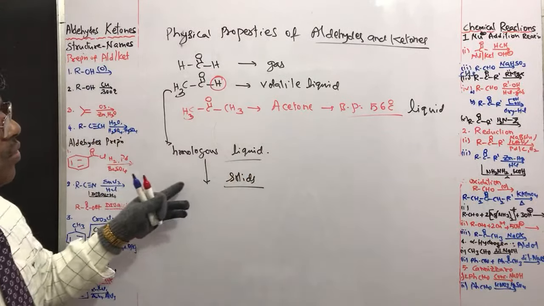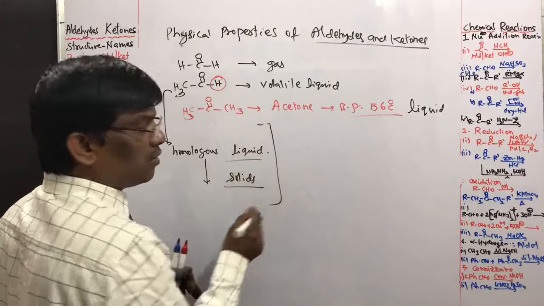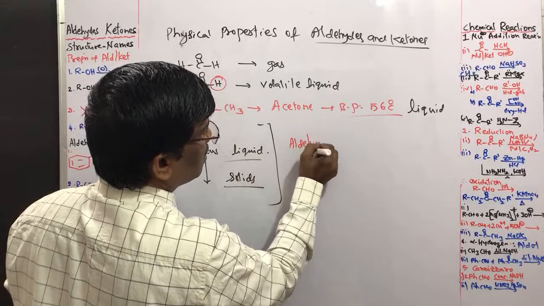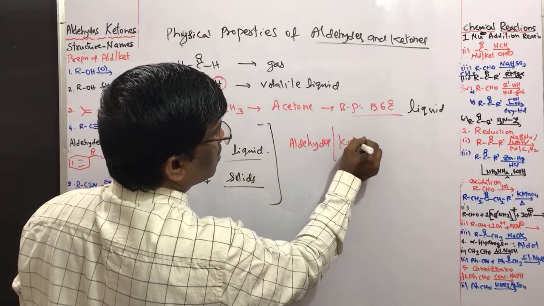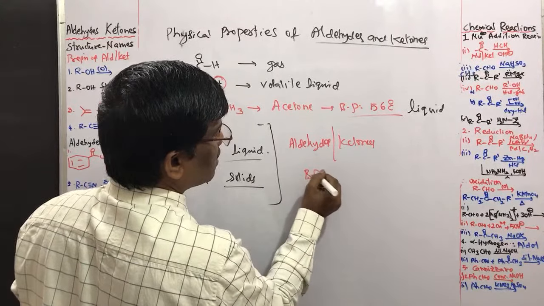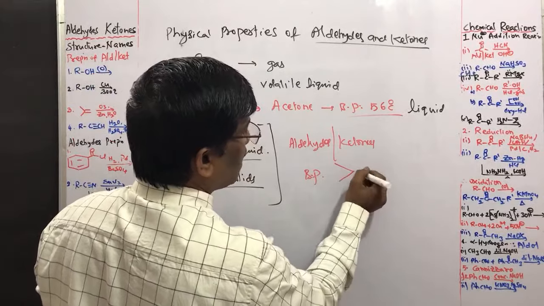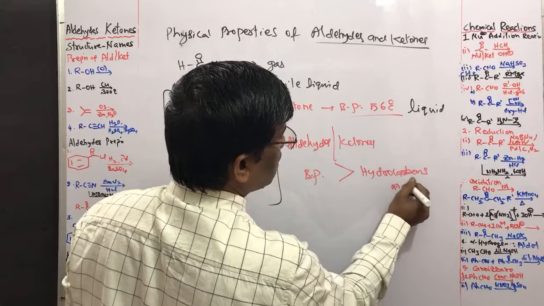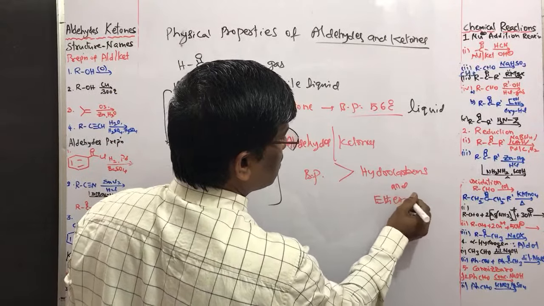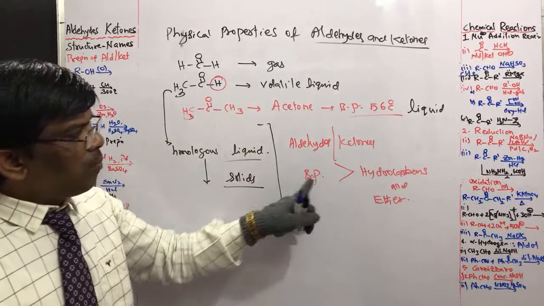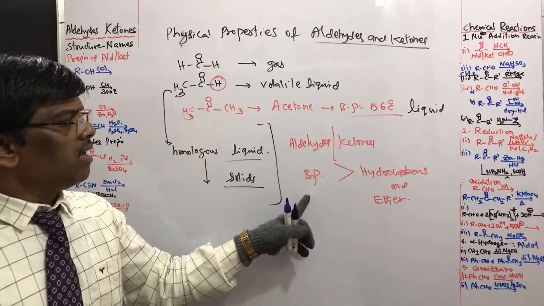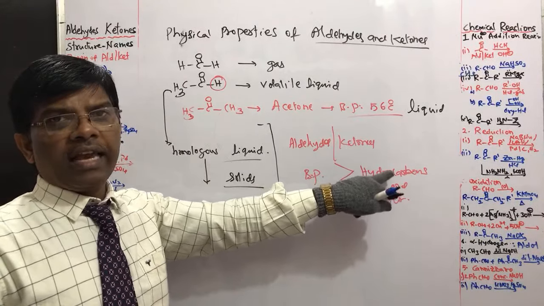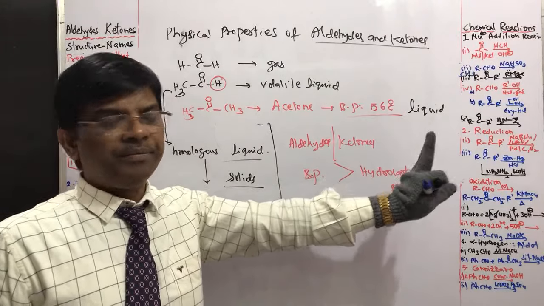Yes students, so the key point you have to focus on is that the boiling points of aldehydes or ketones are higher than hydrocarbons and ethers. Yes students, so boiling points of aldehydes and ketones are higher than these hydrocarbons and ethers. What are the hydrocarbons we have learned? For example, alkane, alkene, alkyne and benzenes.